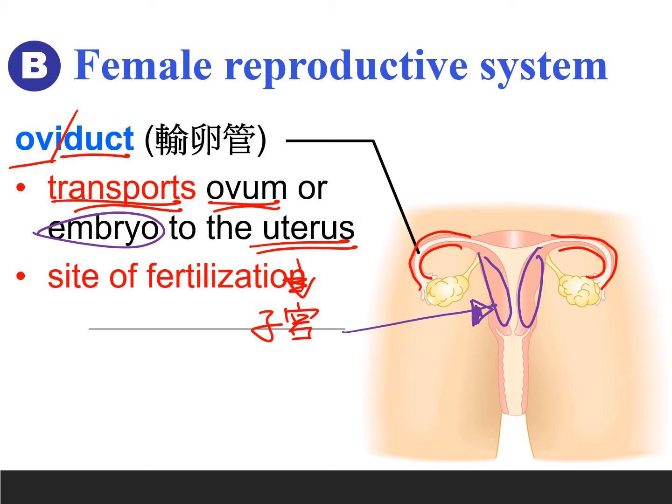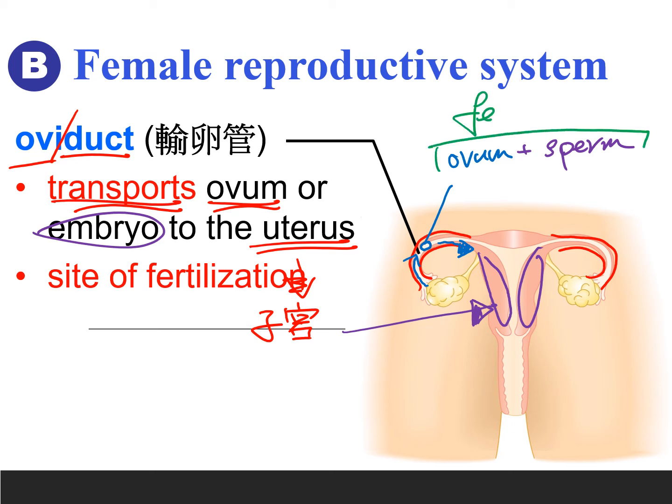So why is it the embryo? Because when you have the ovum production, the ovum moves along the oviduct, going away from the ovary. Fertilization may occur. When fertilization occurs in here, the ovum plus the sperm, this process we call fertilization.